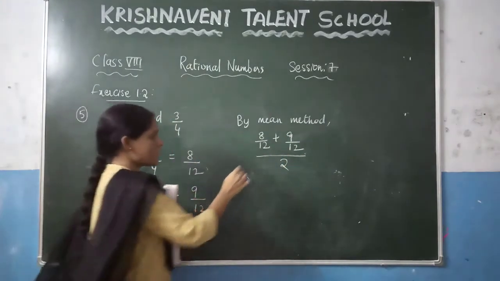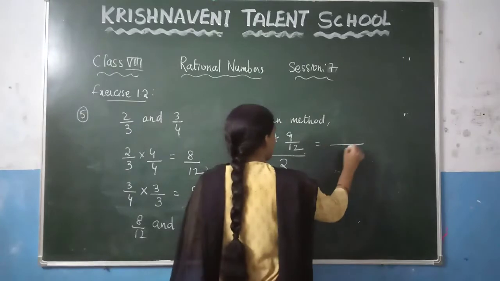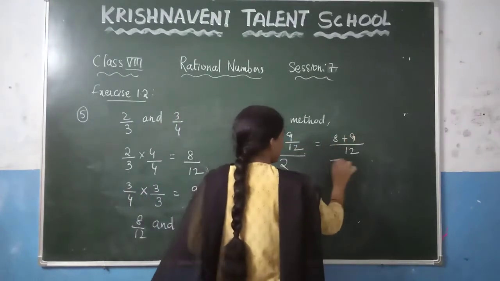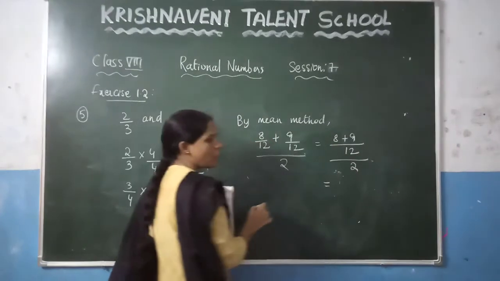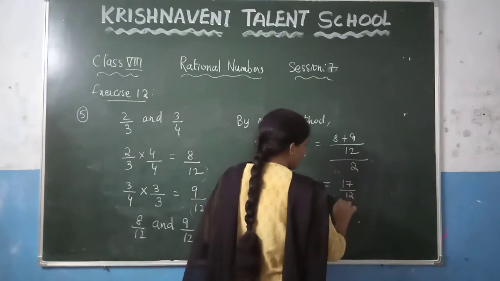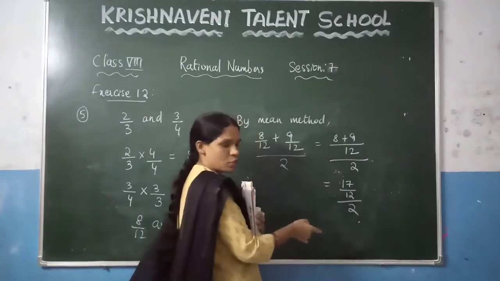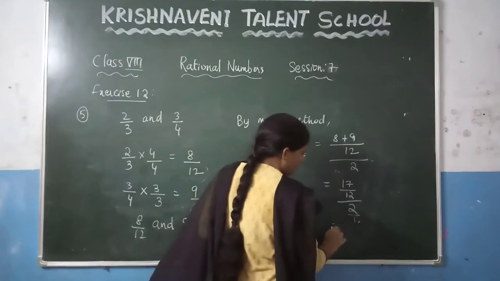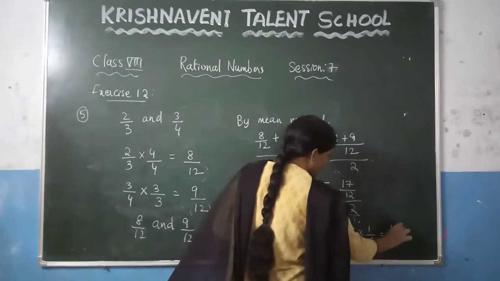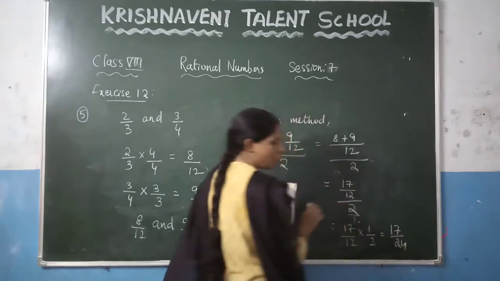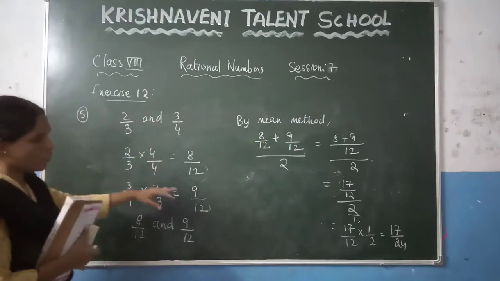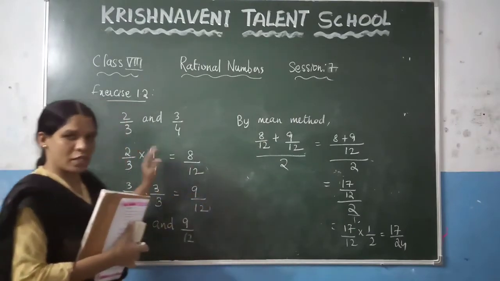So what do you get here? Since the denominator is equal, write 12 and add the numerators. What do you get? 8 plus 9, by 2. What is the value of 8 plus 9? 17 by 12, by 2. If you take this 2 to the denominator, what will it become? 17 by 12 into 1 by 2, which is nothing but 17 by 24. So the number that lies between 2 by 3 and 3 by 4 is 17 by 24.